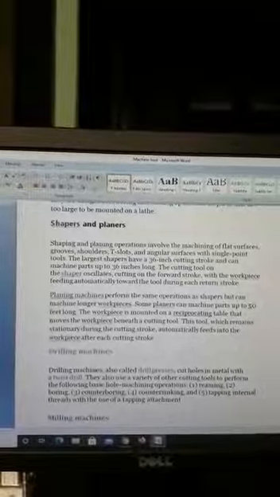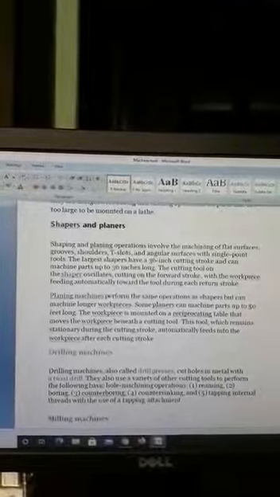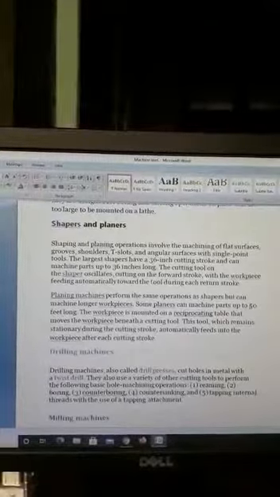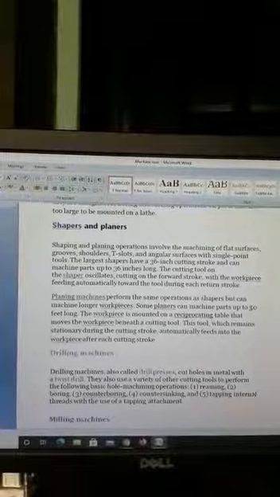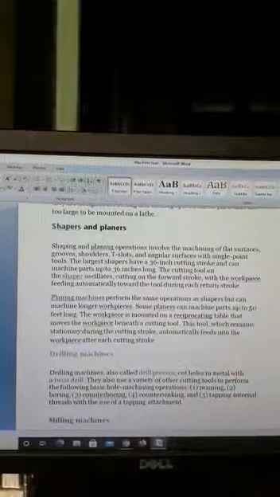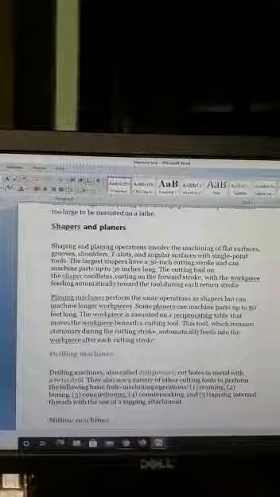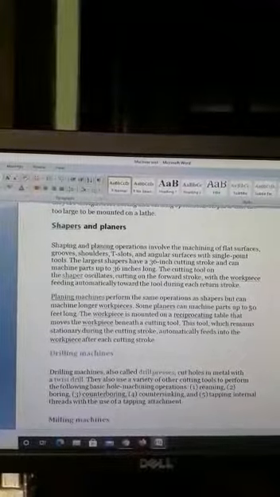The workpiece is mounted on a reciprocating table that moves the workpiece past a cutting tool. This tool, which remains stationary during the cutting stroke, automatically feeds into the workpiece after each cutting stroke.